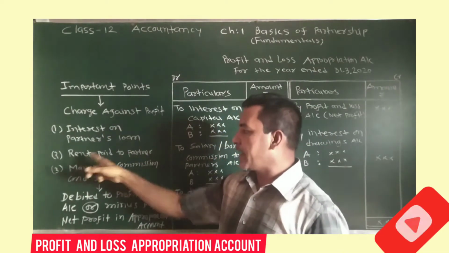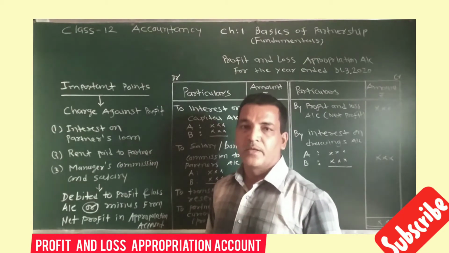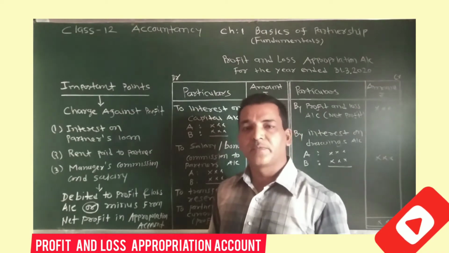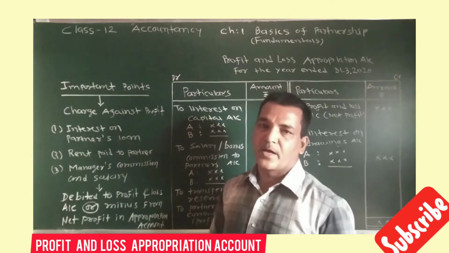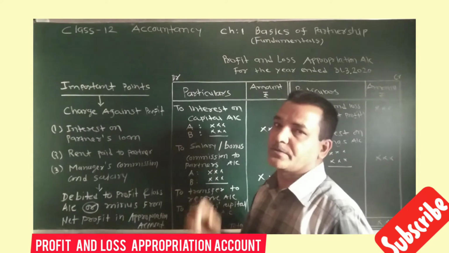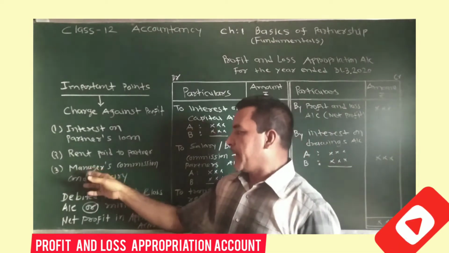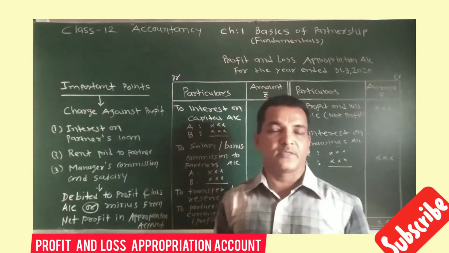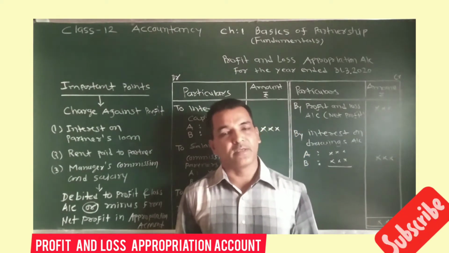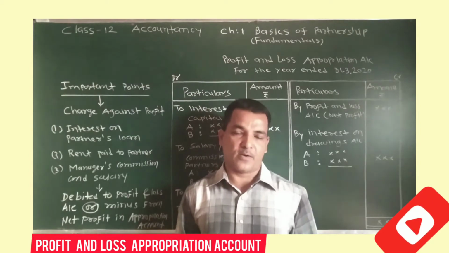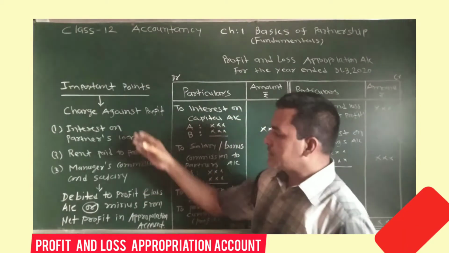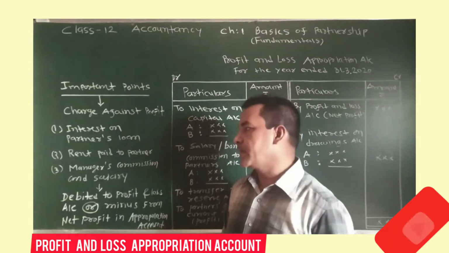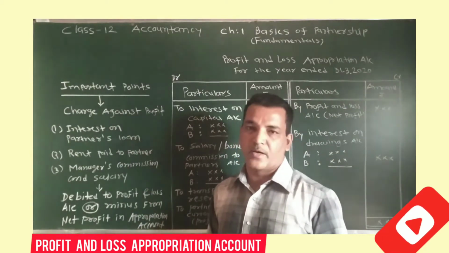Second item, rent paid to partner. If rent is given to a partner, that is also charged against profit and it is debited to profit and loss account. It is not written in appropriation. Manager's commission and salary. Salary and commission given to manager is also charged against profit. It is also debited to profit and loss account. So when any of these three items is given, you have to take care. They will be recorded in profit and loss account.